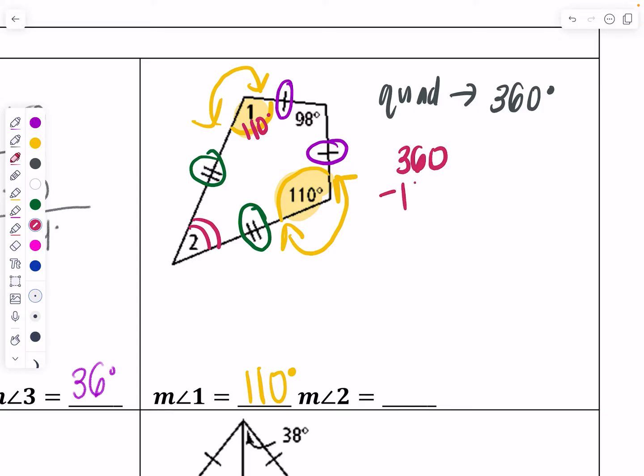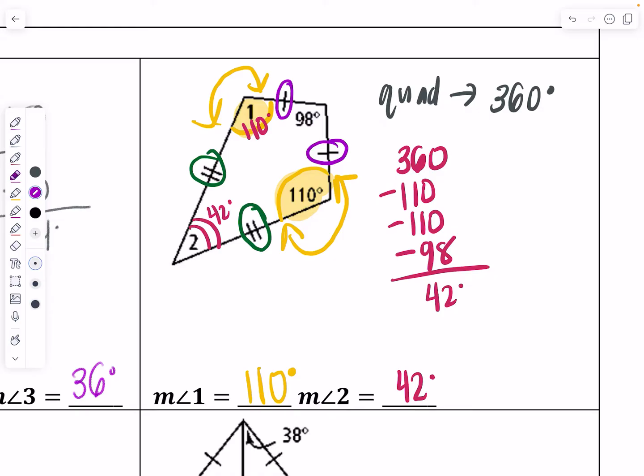So what is 360 minus 110 minus 110 again minus 98? What is left for that last angle? That is going to give me 42 degrees. So that top angle is going to be obtuse in this kite. That bottom angle is going to be acute, 42 degrees. If I drew in a diagonal, I don't have to, but if I did, that would break each of these little pieces down to 21 and 21, and then each of these little pieces into 49 and 49. So I could always create that if I needed to.